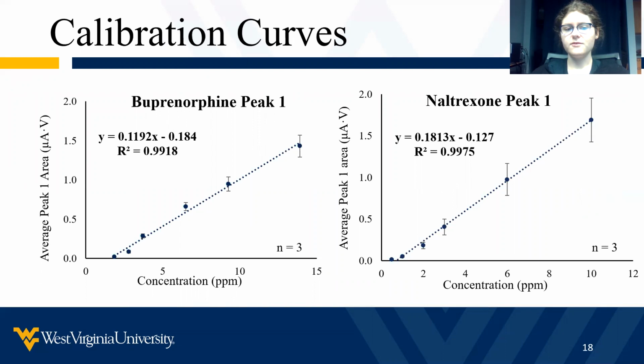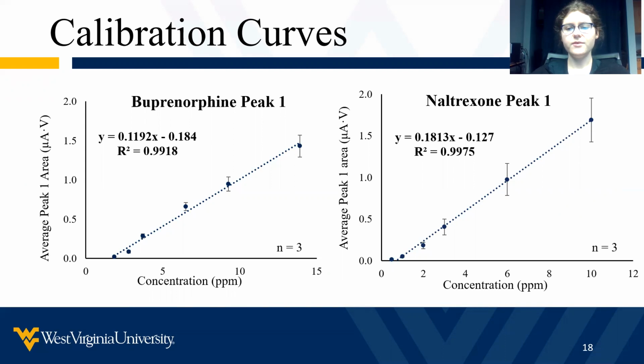Once we had our method, we constructed calibration curves in triplicate. And so for a calibration curve, we want to see how the size of that peak relates to the amount present. And this is important if we have an unknown later, because then we can use our method to figure out the size of the peak and then work backwards to find out how much was present.